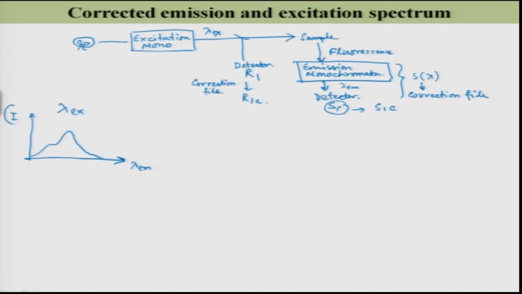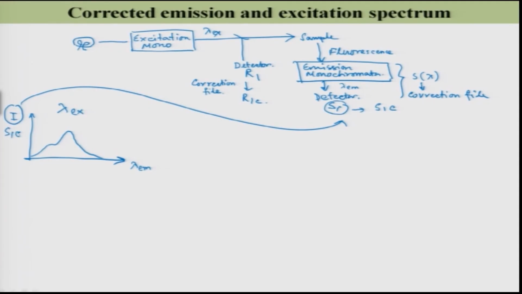Obviously I need this intensity, which is being detected at S1, to be corrected. Depending on the wavelength, the response of this emission monochromator and detector will change. So that has to be corrected. So it should be S1C.